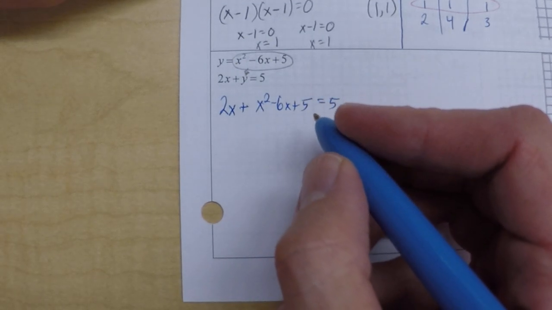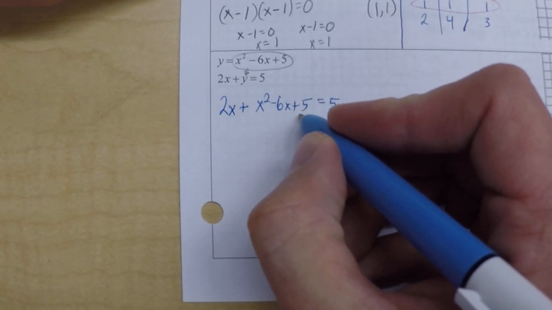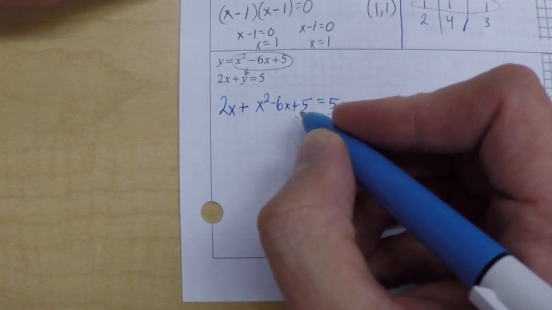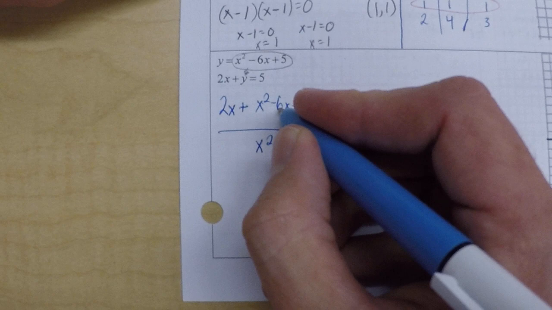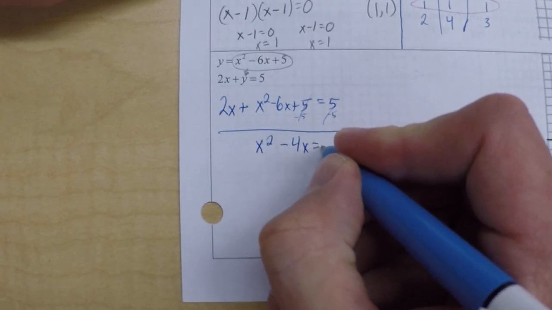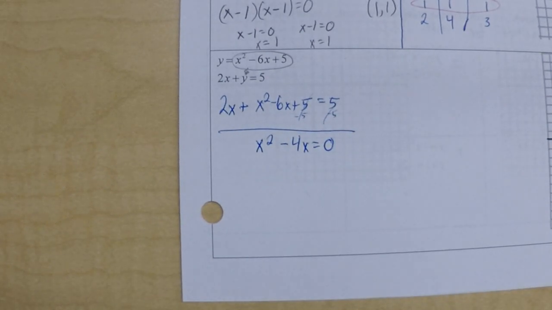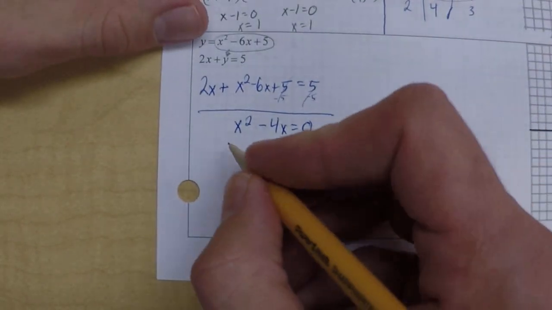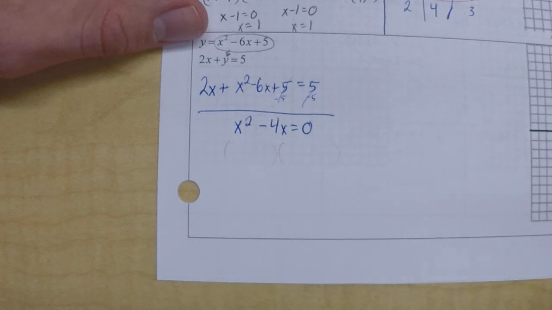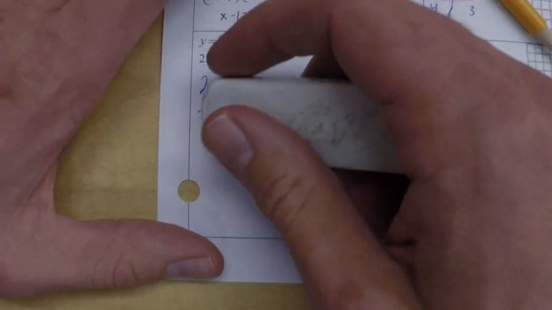So first of all, if we have a 5 here and a 5 here, if we subtracted 5 from both sides, they would cancel out, so those are gone. And we have x squared and 2 minus 6, negative 4x. That is equal to 0. This does not factor in the traditional way that we think of factoring. Sometimes we think of factoring as, oh, I'll do 2 sets of parentheses, and nope, not this time.